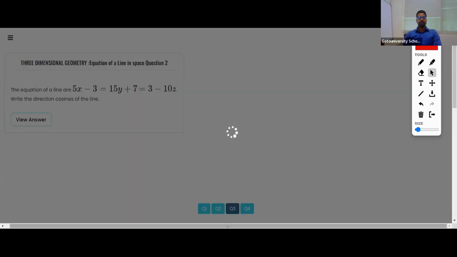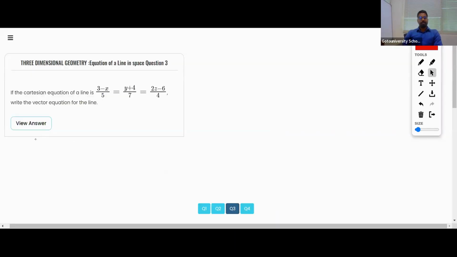Question number 3. What do we have? If the Cartesian equation of a line is this, first rearrange the line. x minus 3 by minus 5 is equal to y minus of minus 4 by 7 is equal to z minus 3 by, if you divide by 2, what we get is 8. Okay, yes. So write the vector equation of this line.